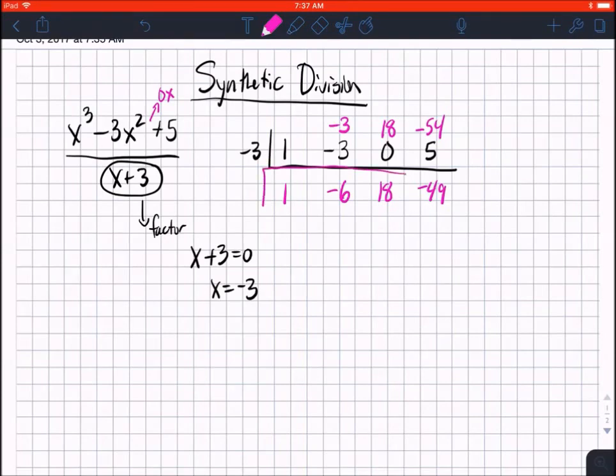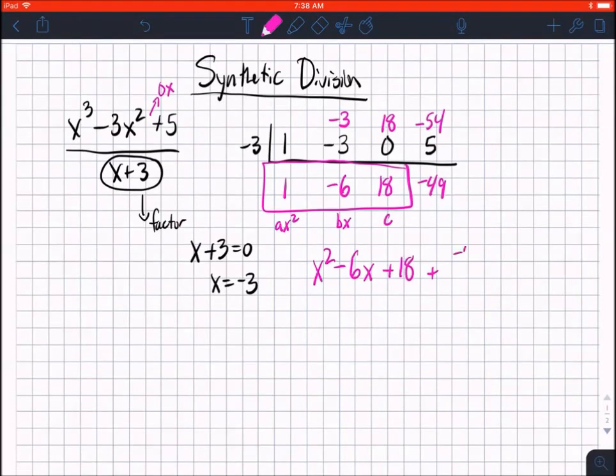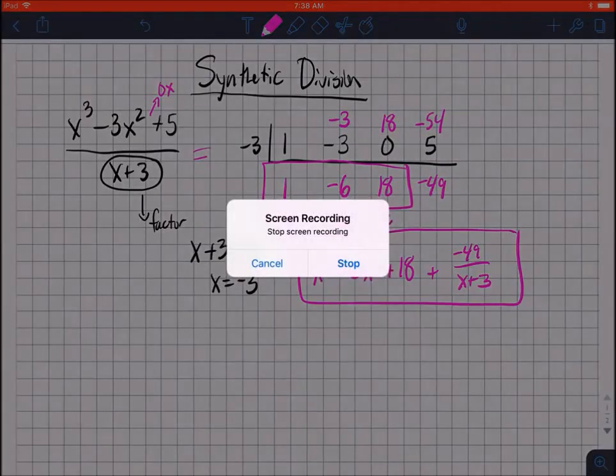And here is our answer. We have the constant term, we have the x term, and we have the x squared term. So our answer is 1x squared minus 6x plus 18 with a remainder of negative 49. And that is our answer for the division. And that's about it. You're all set.